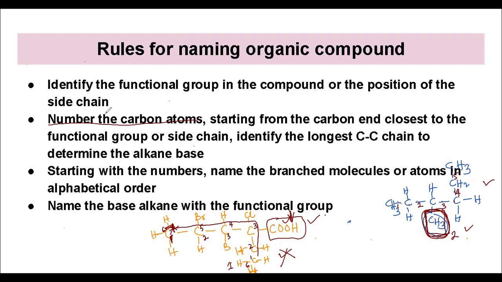So the next thing we want to do now is number the carbon. I've not numbered this carbon atom, so I have one, two, three, four, five. So I have the carbon atoms there. Okay, I'm going on to the next step now. It says, starting with the number, name the branch molecule or atom in alphabetical order. So we have to name the branch molecule in alphabetical order.